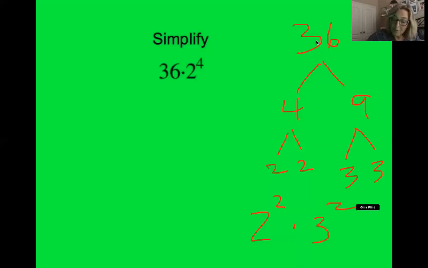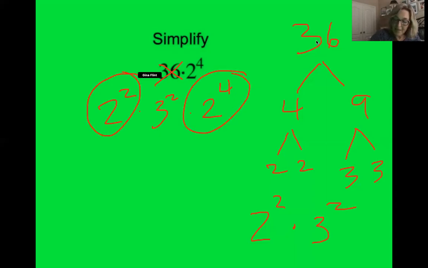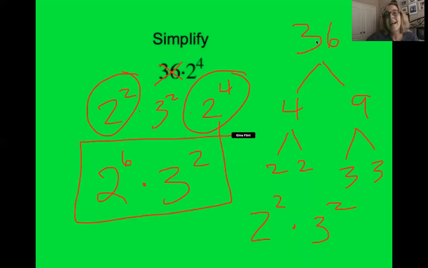So if we replace 36 with 2 squared times 3 squared, then we multiply that times 2 to the 4th power. And we can then multiply the two powers that have the same base. 2 to the 2nd power times 2 to the 4th power would be 2 to the 6th power. And now we're going to leave the 3 squared alone because it has a different base. So that's a way to simplify when you have a whole quantity: try to express it in terms of a square or another power, and then multiply.